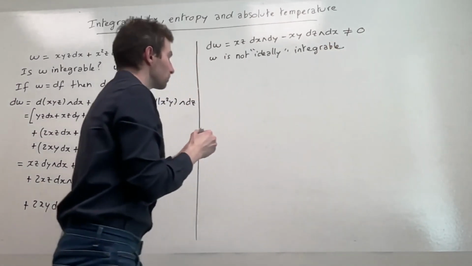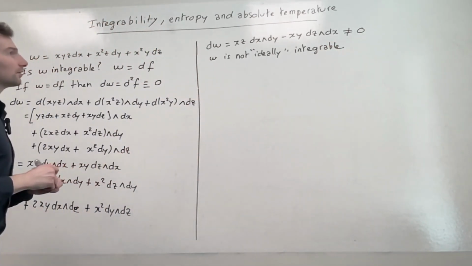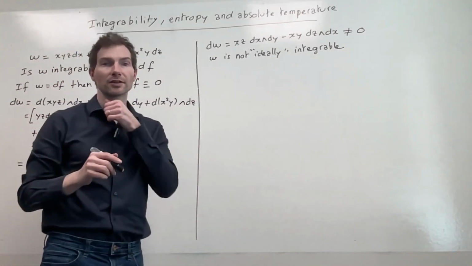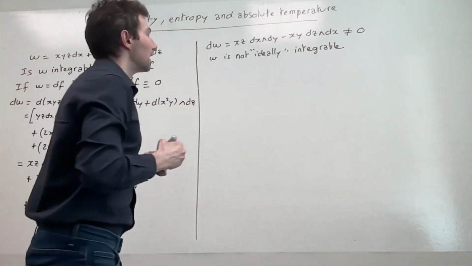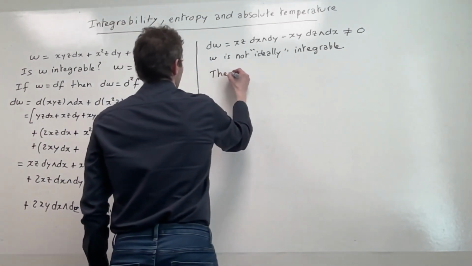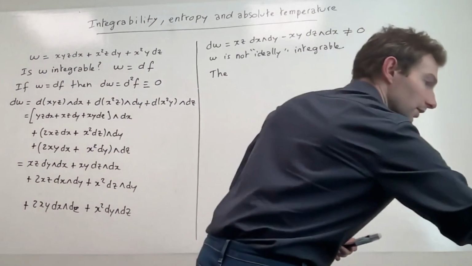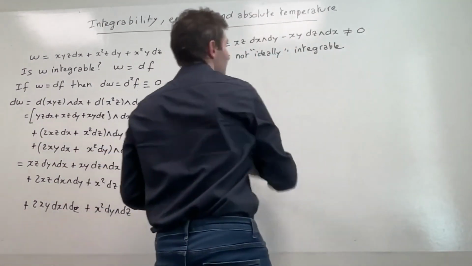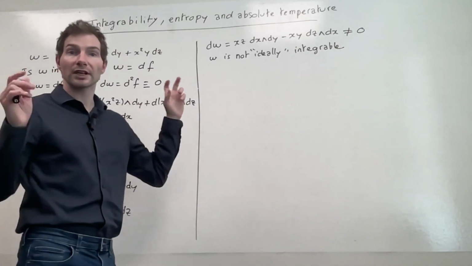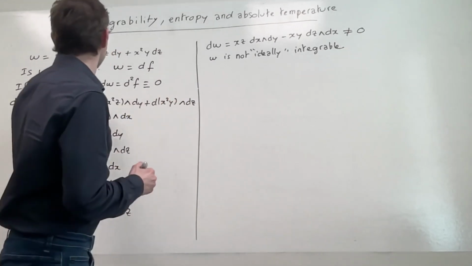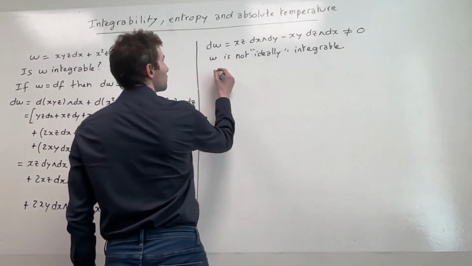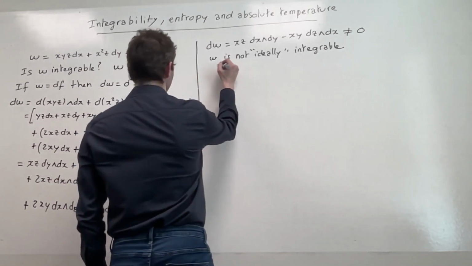So what do we do with this? Well, it turns out that there is a way to fix it and to generalize a little bit the meaning of integrability, and this is related to a theorem by Frobenius. So let me write this like this. There is a way to fix a non-integrable or non-exact differential like this, which is as follows.